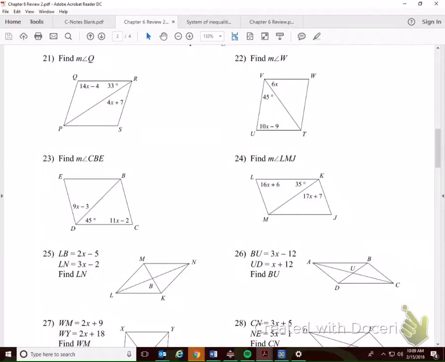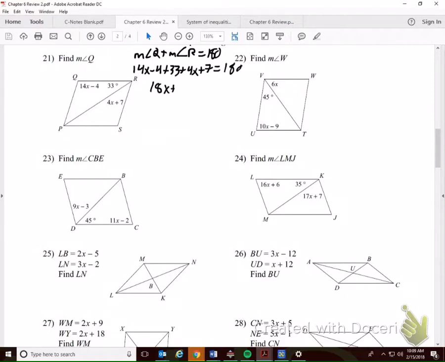So, what do we do here? Well, we look at Q and R. We know that the measure of angle Q plus the measure of angle R is going to be 180, because they are consecutive angles in a parallelogram. How do we know it's a parallelogram? Because it says so. So the measure of angle Q is 14x minus 4, and the measure of angle R is 33 plus 4x plus 7. When we add all that together, we get 180.